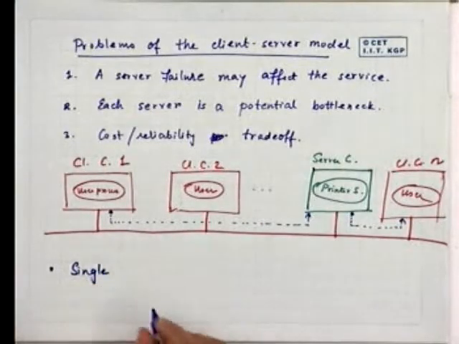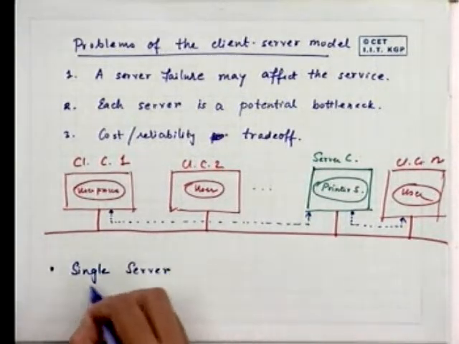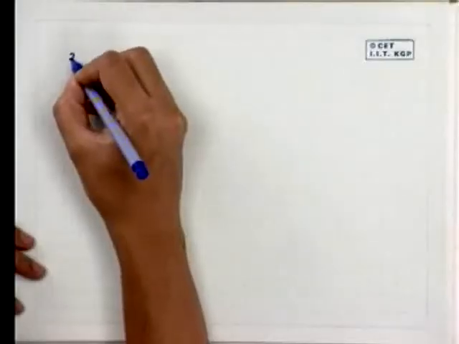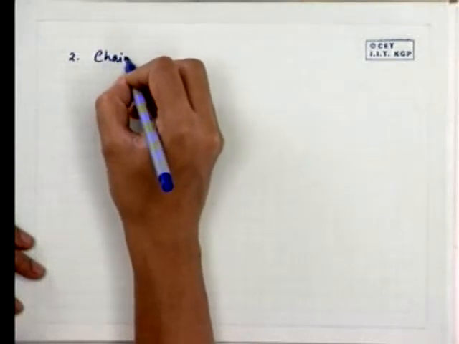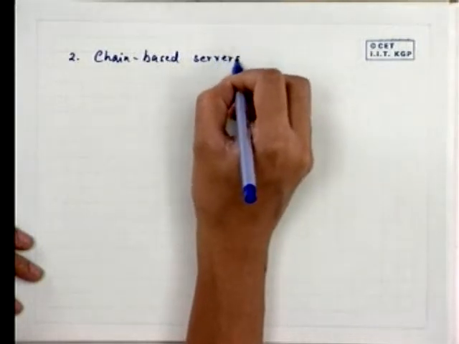There are different models of client-server computing. This model where there is a single server and many clients is called the single server model. The single server model is the simplest model, and it was the first model to be introduced. But now other types of models of client-server computing have come up. For example, we have a chain-based servers model, where there is a chain of server computers.